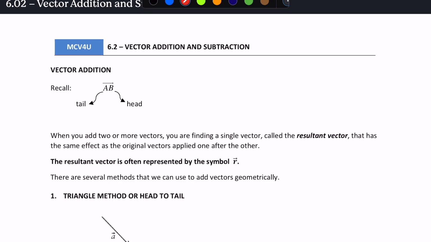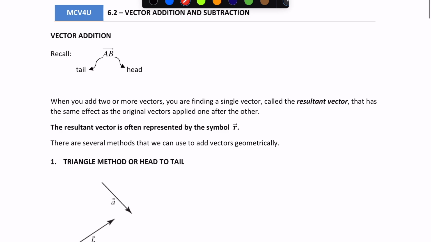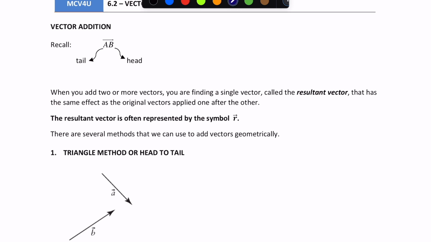So if we're looking at vector addition, recall if we have a vector AB, the first letter represents the tail and the second letter represents the head. When we add two or more vectors, you're finding a single vector called the resultant vector that has the same effect as the original vectors applied one after the other. There are several methods that we can use to add these vectors geometrically.